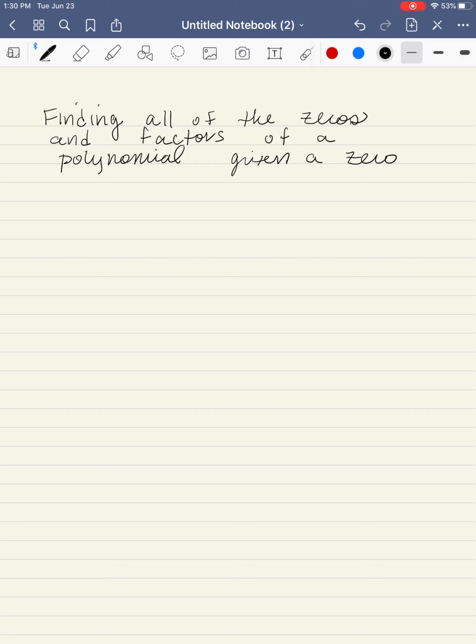In our last video, we looked at how we could use synthetic division to determine whether a given number was a zero of a polynomial. What we're going to look at in this video is determining whether a number is a zero. If it is a zero, then factoring out the factor that goes with that zero, and then finding all of the other factors and zeros of that polynomial. In other words, completely factoring the polynomial.